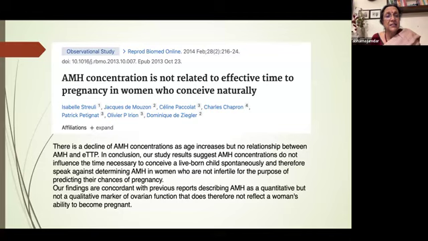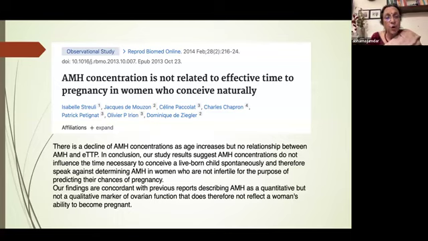So here, what did they say? There is a decline of AMH concentration as age increases, but there is no relationship between AMH and effective time to pregnancy. In conclusion, our study results suggest AMH concentrations do not influence the time necessary to conceive a live-born child spontaneously, and therefore speak against determining AMH in women who are not infertile for the purpose of predicting the chances of pregnancy. It is only when they come with infertility, then you start thinking that is their AMH going low and will our treatment work for them.